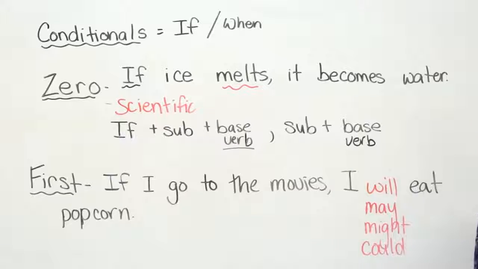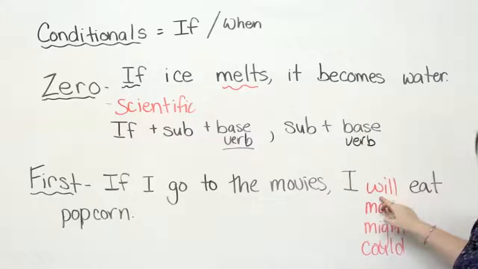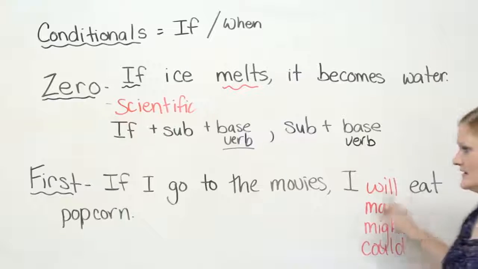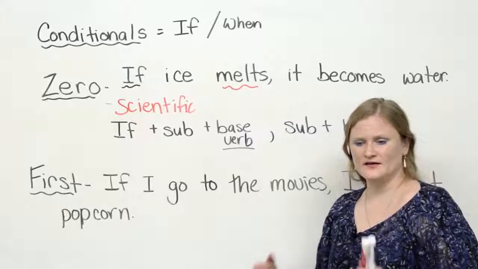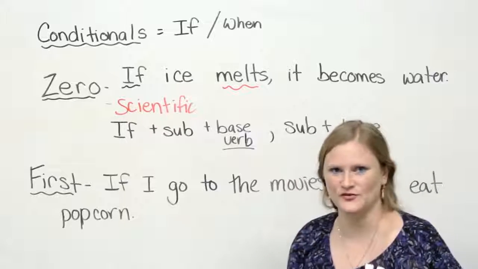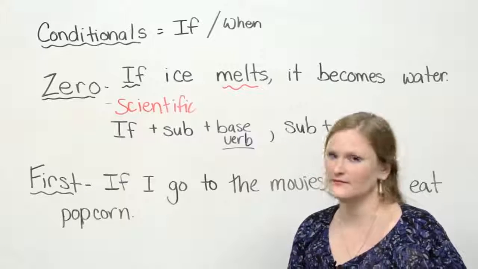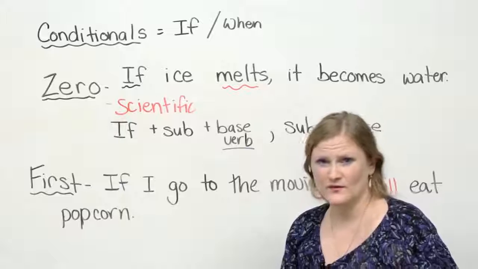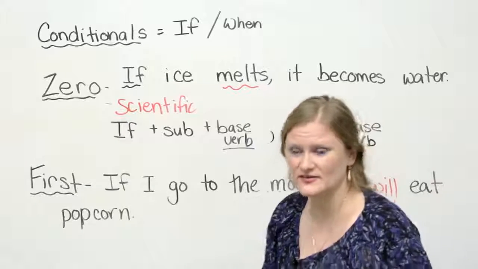Take a look at this sentence. If I go to the movies, I will, or you can use may, might, or could, eat popcorn. Is this scientific? If I go to the movies, this means that I have to, 100% of the time, eat popcorn. Not scientific. Some people don't even like popcorn. Or maybe you don't have any money. Or maybe you want chocolate instead of popcorn.